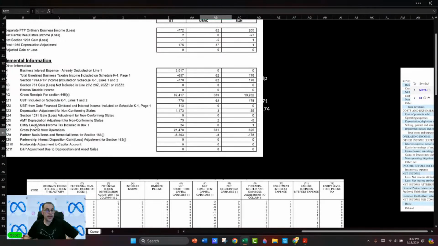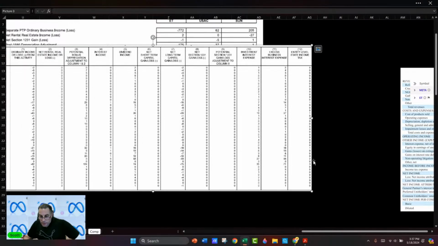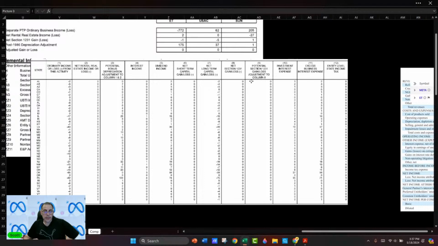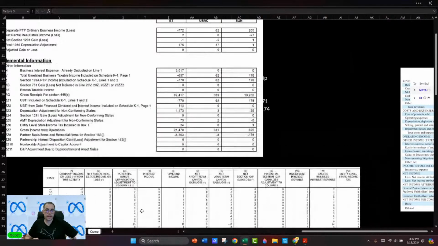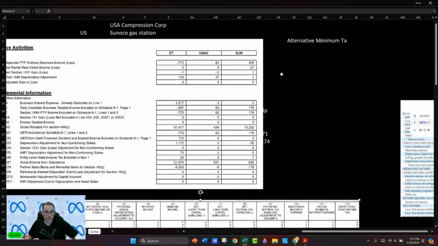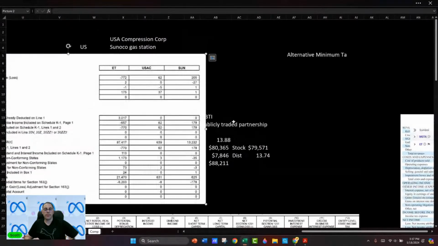Then we have entity level state income tax, 24. So for entity level, I would have thought this column would sum up to 24. But it doesn't. I saw 3 charts like this, so maybe you have to sum up all 3 charts. I guess they have a chart for ET, a chart for USAC, and a chart for Sun, which is why they have 3. Okay, I don't think it matters. It would be good to know. But gross income from operations, that's how much income I made from my investment.